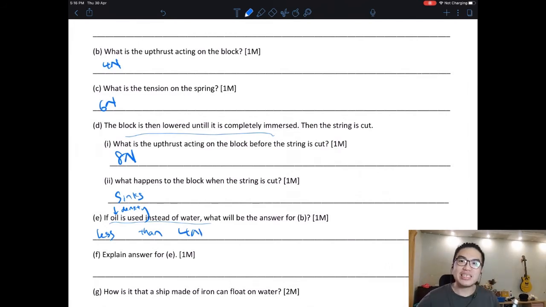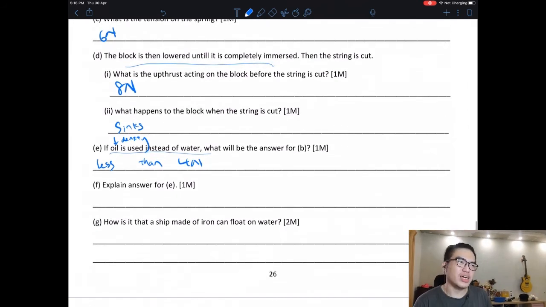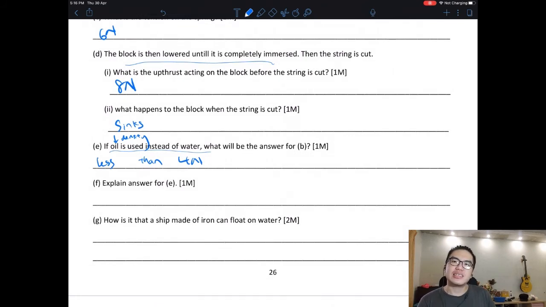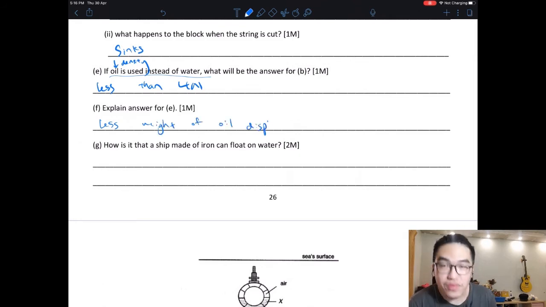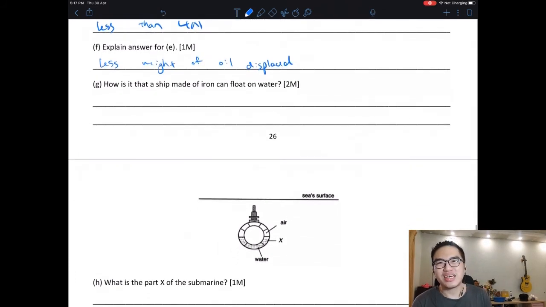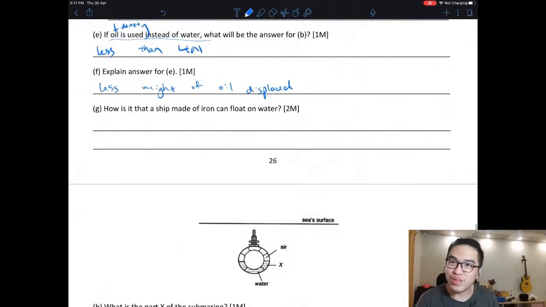Why? Because of density, how should I explain this? Oil is less dense. So when you push away the same volume of oil, it's not as heavy. Oil is not as heavy as water. This makes sense because oil floats on water. Because there is less weight of oil displaced. This is a difficult question because it's very tricky to explain. In SPM they won't ask like this, but it's good to know. This is a brain twisting question.